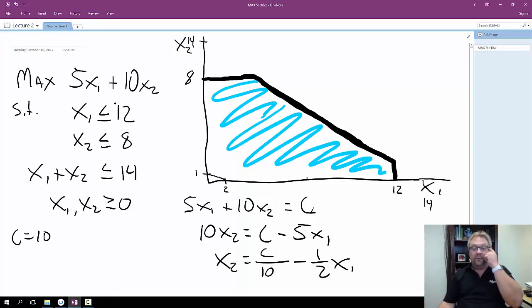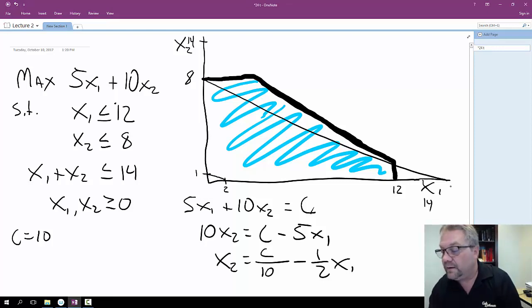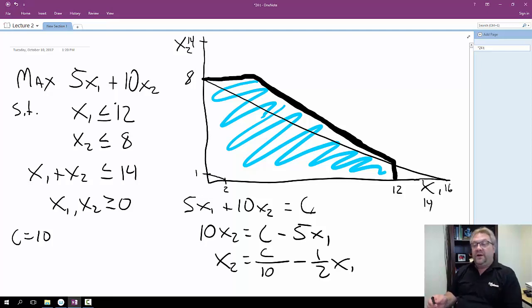So for example, what if C were equal to 80? Then I would have 80 divided by 10, which would put me right here, and I would go from 8 down to 16. So I'll draw that one in. And here would be 16. Well, what's the point? You can see that I can still go to higher and higher levels of profit.